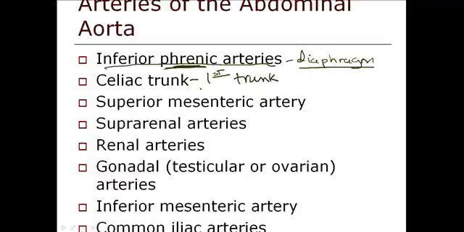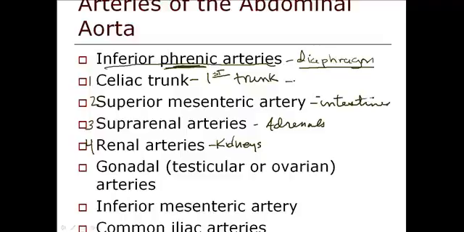Okay, and we'll talk about those in a moment. So celiac trunk, superior mesenteric arteries, suprarenal arteries, those would be the adrenal glands. The renal arteries going to the kidneys. So this goes to the kidneys, these go to adrenals. The mesenterics go to the intestines.